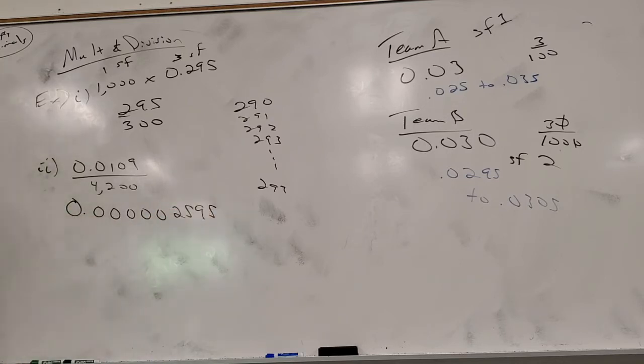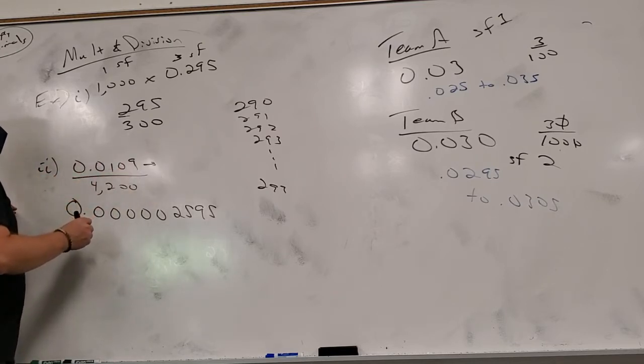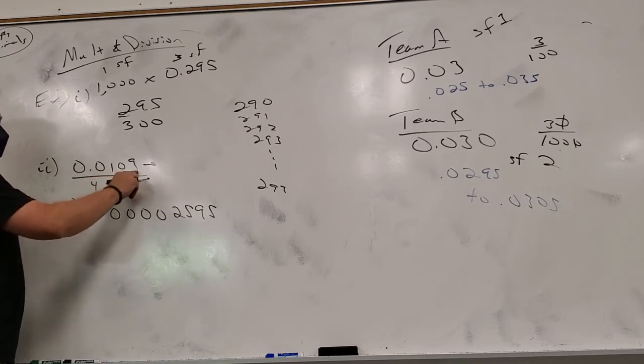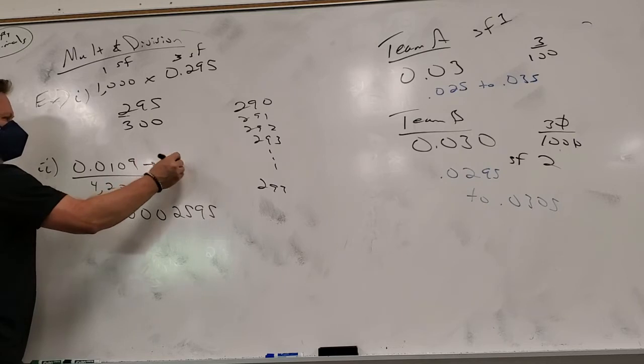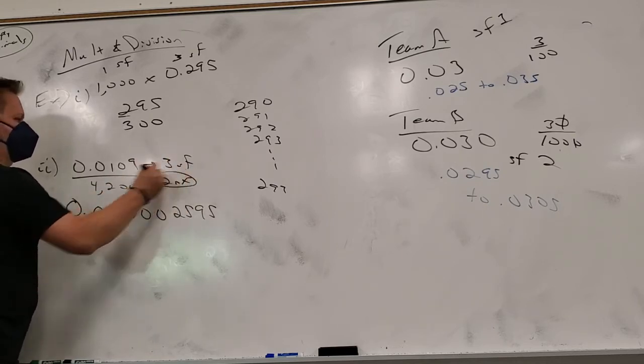Is that what you guys get? All right. The top has how many sig figs? Three. Start at the first non-zero, all the way to the end. 3 sig figs. The bottom has 2 sig figs. So the weakest link is that 2.